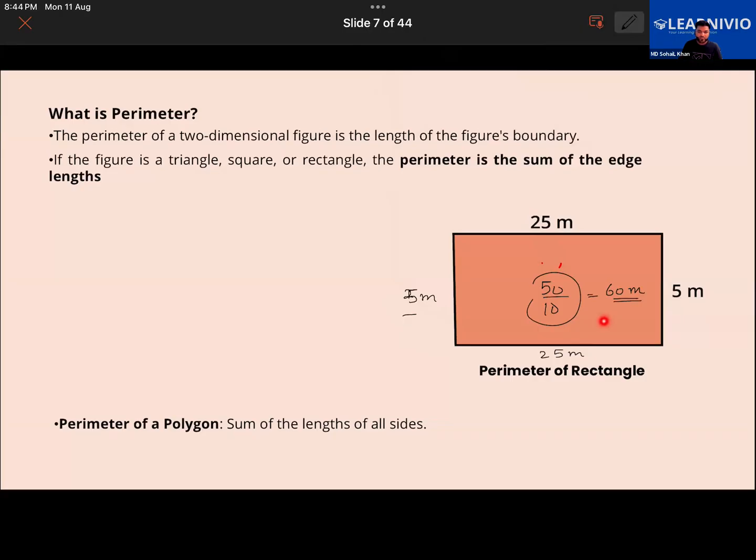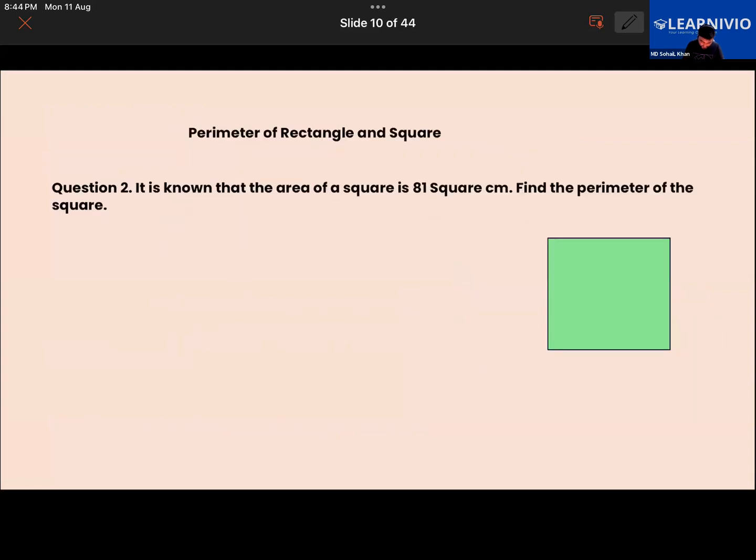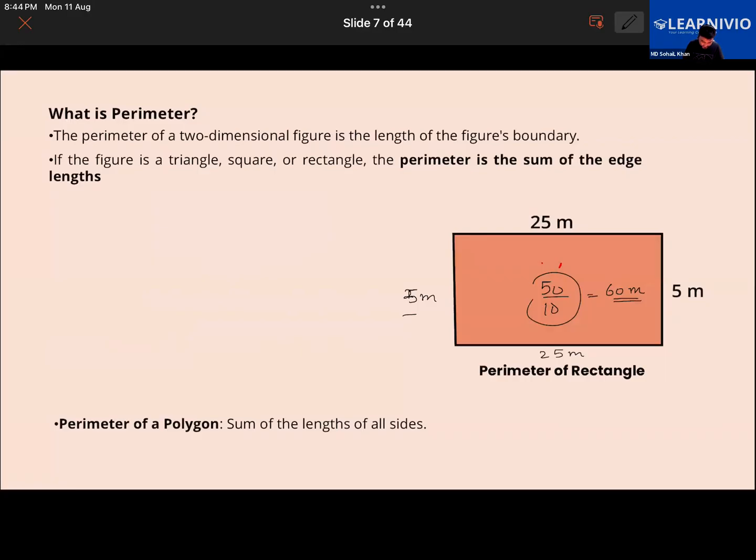We are not only having shapes with four sides, but we have pentagon, hexagon, heptagon, octagon, nonagon, decagon. Shapes having different numbers of sides. If shapes have the same number of sides and they are regular polygons, you know that in a regular polygon all the sides are of equal length. They are basically measuring the same.